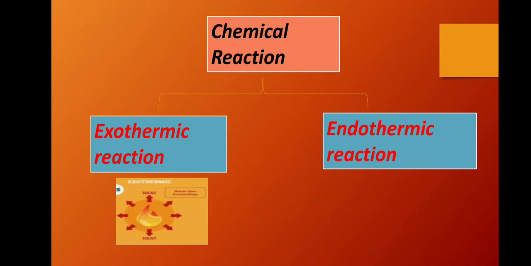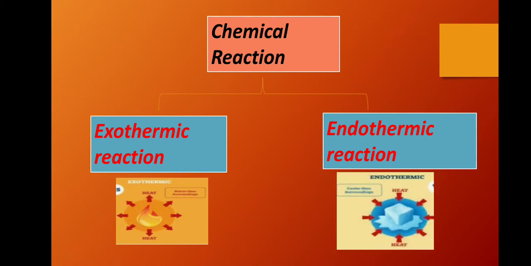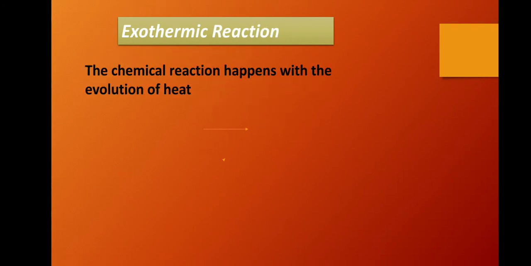When there is a fire, what happened? Heat is evolved. Look at this image. What happened? In this one, the heat is going inside. So, by this concept, the word is formed. So, exothermic, the heat is evolved or released. Endothermic, the heat is absorbed. So, by looking at the definition, we can conclude the chemical reactions happen with the evolution of heat. That means heat is evolved.